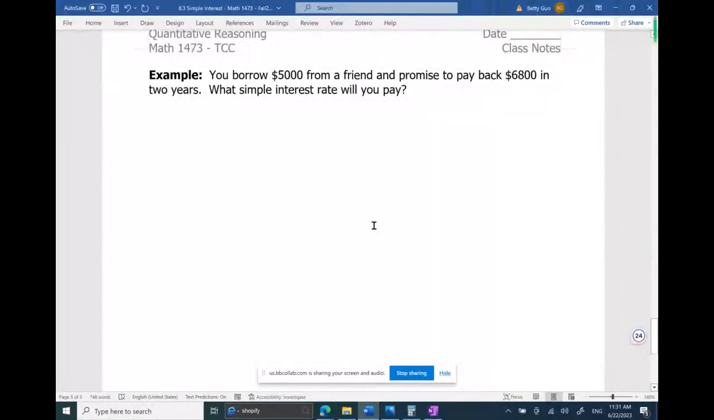You borrow $5,000 from a friend and promise to pay back $6,800 in 2 years. What simple interest rate will you pay?